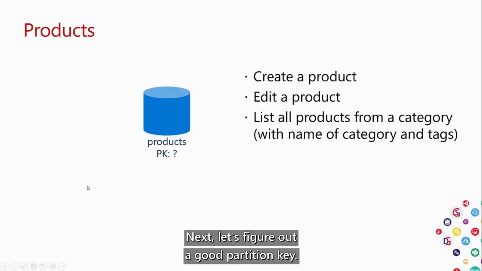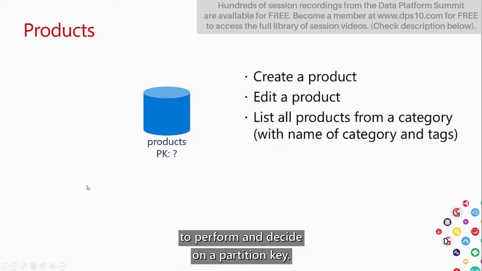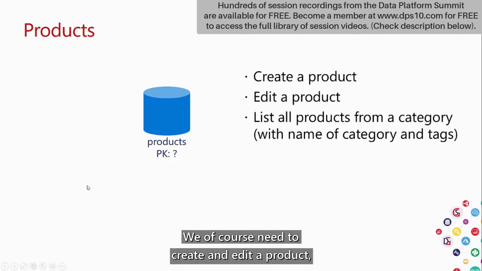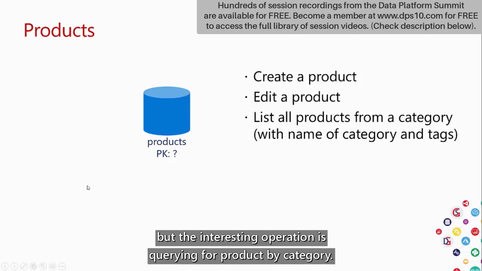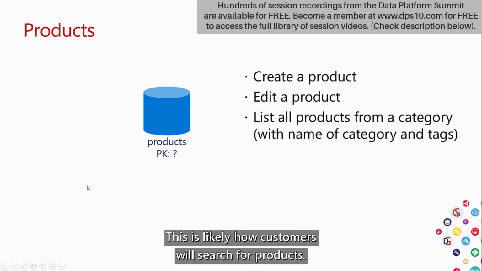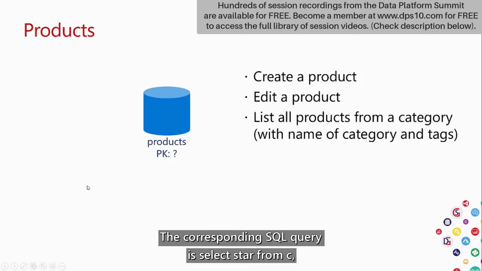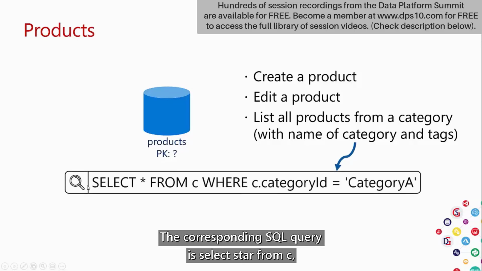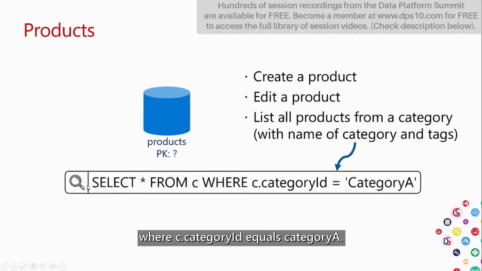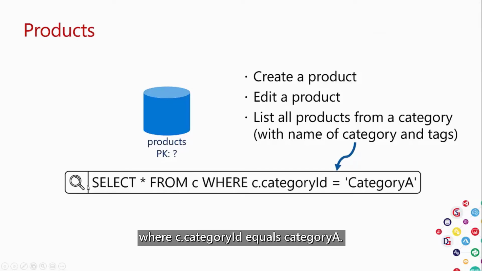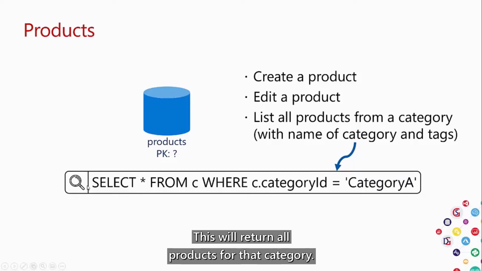Next, let's figure out a good partition key. Again, we will look at the operations we need to perform and decide on a partition key. We of course need to create and edit a product, but the interesting operation is querying for product by category. This is likely how customers will search for products. We need to list all the products that match a specific category, so the corresponding SQL query is select star from C where C.categoryID equals category A. This will return all products for that category.